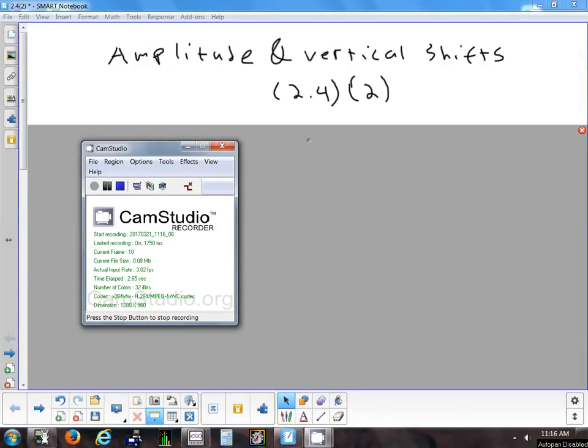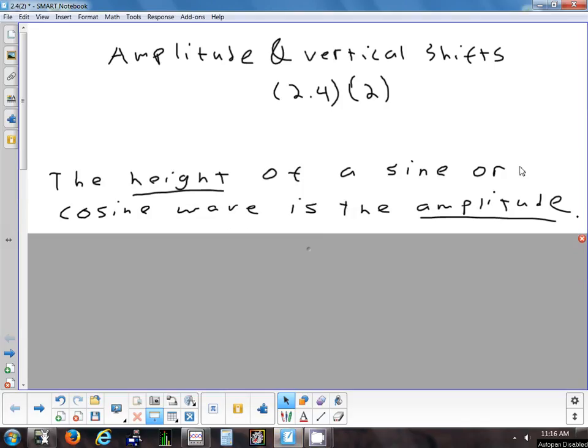All right, so our second day of transformations, we're going to look at two transformations. They're both pretty straightforward because, as I just explained, the arithmetic is a lot easier today. And we're going to look at amplitude changes and vertical shifts.